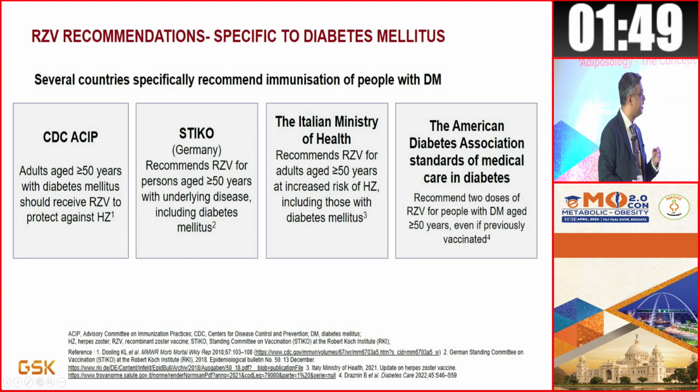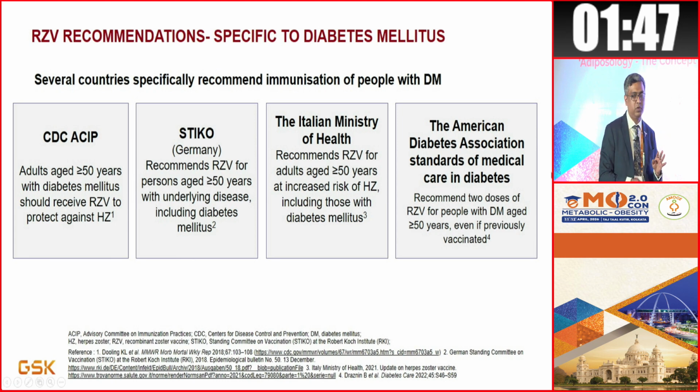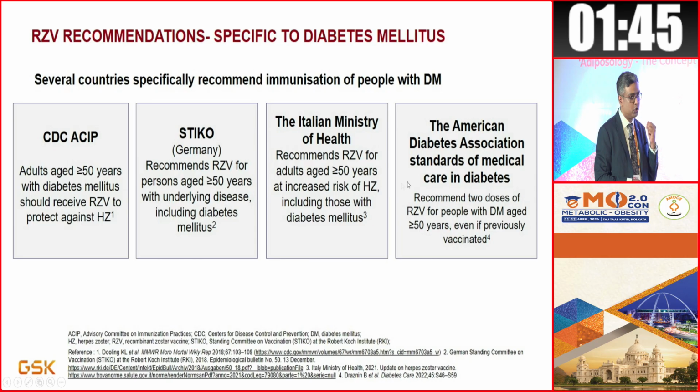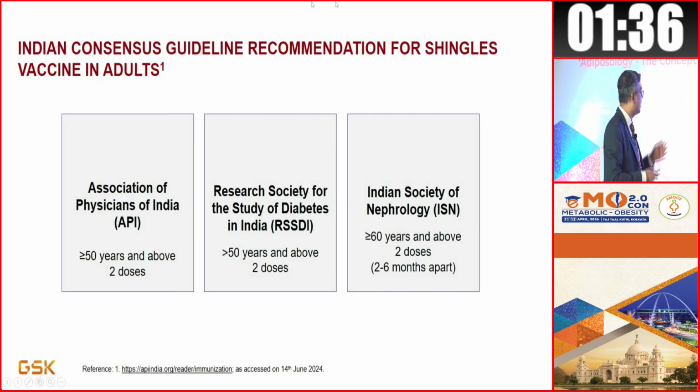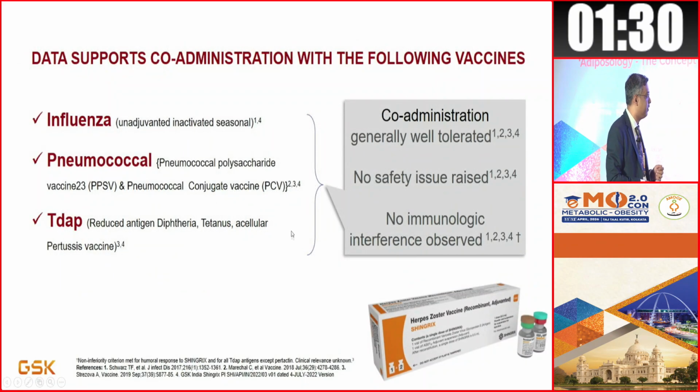Now, if you look at the different guidelines, everywhere they say that at 50 years of age or more, you should be giving your patients this particular Shingrix vaccine, the herpes zoster vaccine. And even in India, if you look at the guidelines, the API, the Research Society for the Study of Diabetes in India, again, very similar guidelines are coming from there.